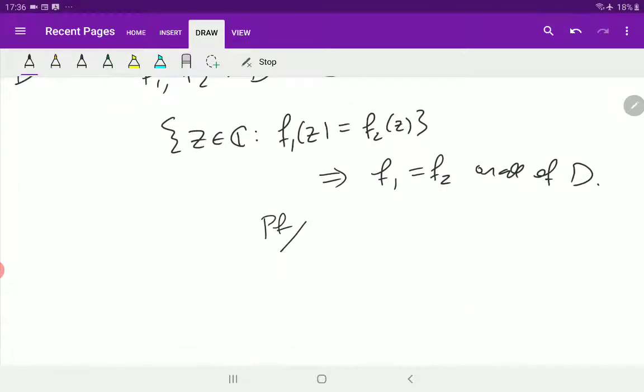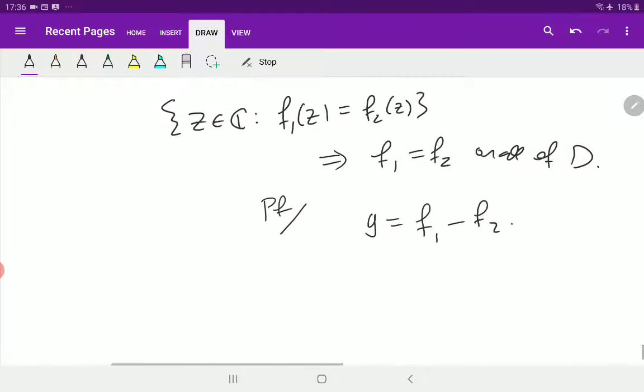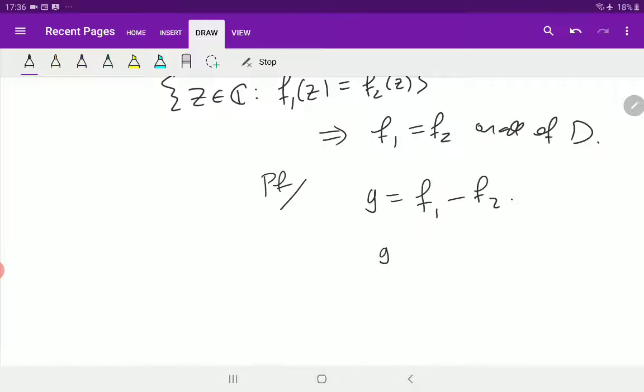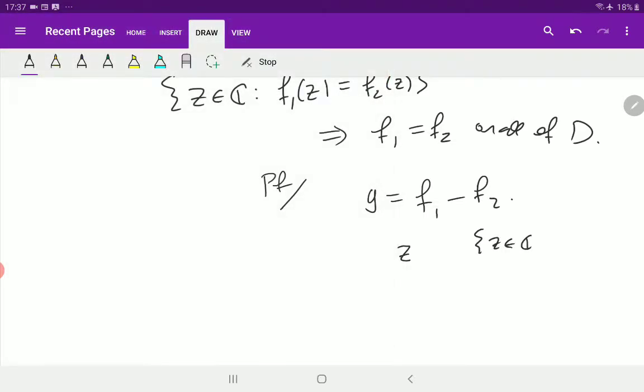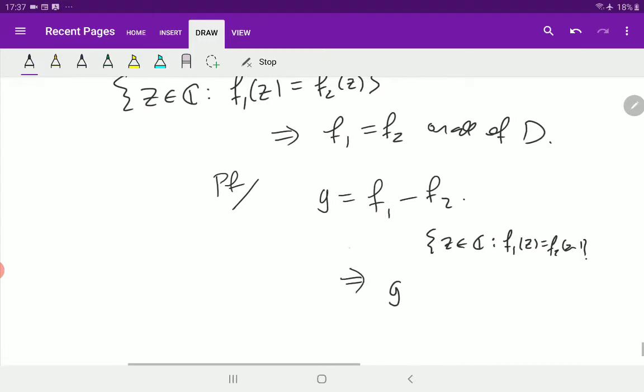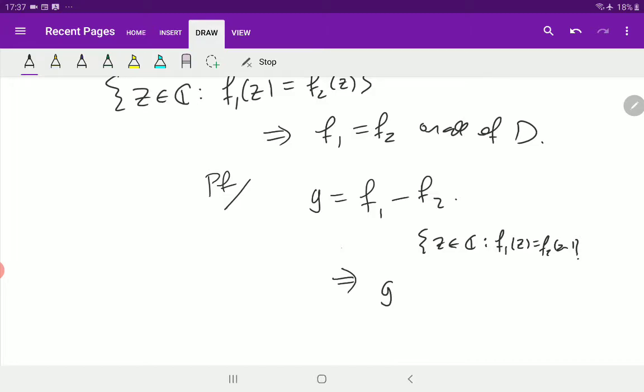The proof of this is that we take g to be f1 minus f2. Say that z is a point of accumulation of the set of z in C such that f1 of z is equal to f2 of z. Then that means that g is a holomorphic function because it's f1 minus f2, and it has a 0 at z which is not isolated. Therefore, the 0 must be of infinite order and therefore g vanishes everywhere. And that's the proof of the identity theorem.